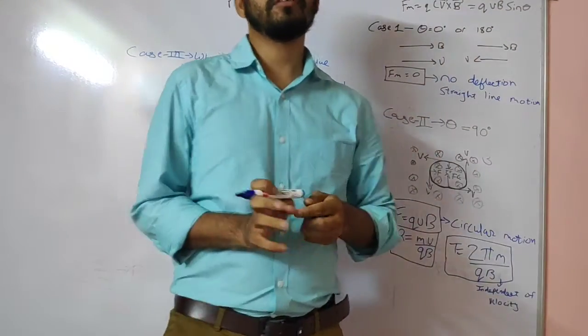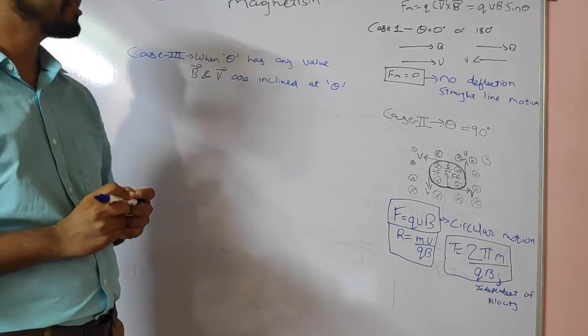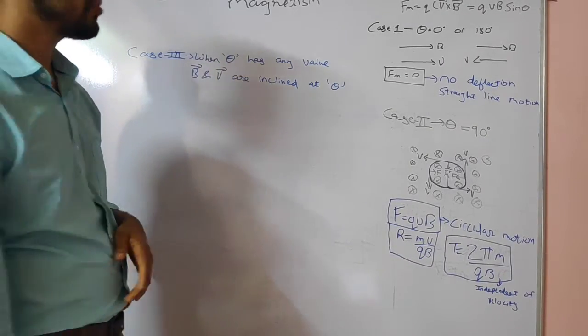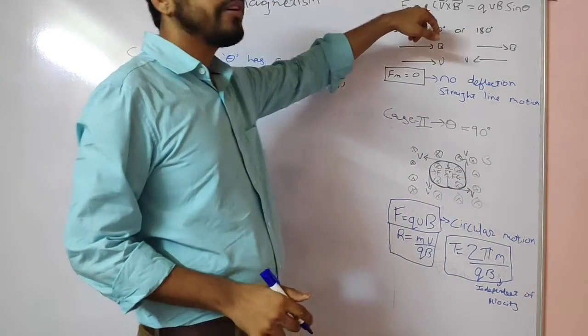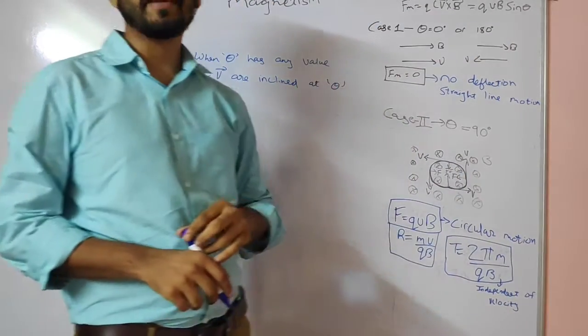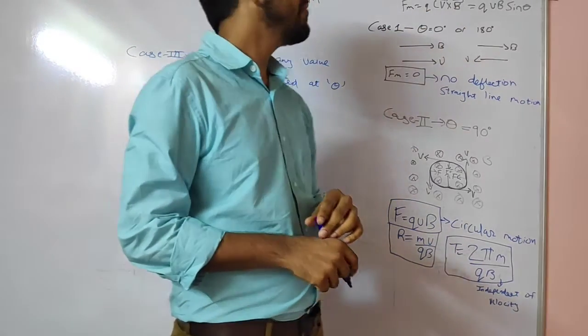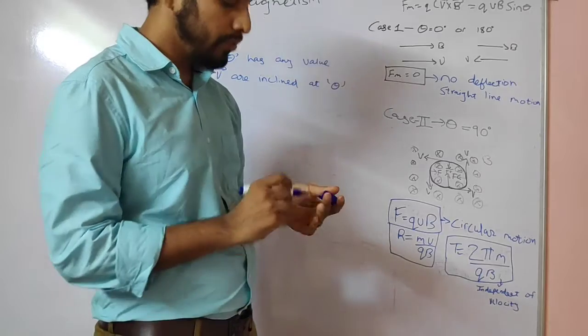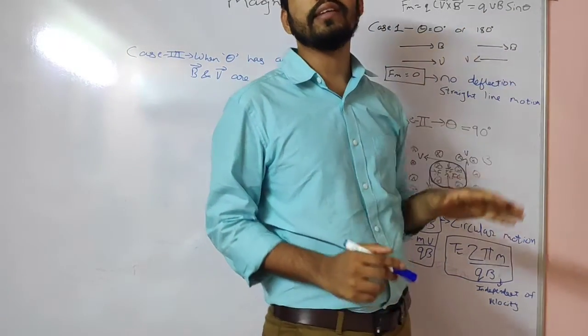Hello students, now we'll be looking at case 3. Before moving towards case 3, we shall revise case 1 and case 2. What was case 1? Before moving to case 1, we'll revise the formula for magnetic force due to magnetic field, that is equal to Q into V cross B. So if I write it in scalar form, it will be QVB sine theta.